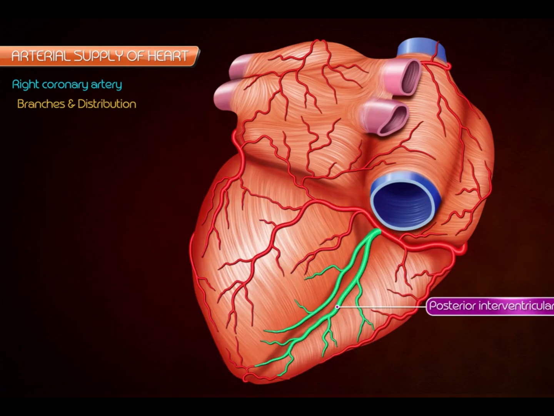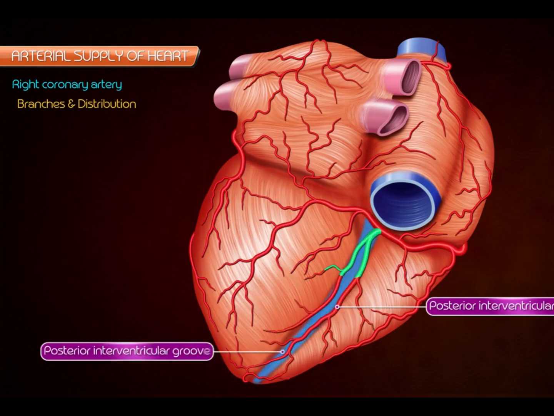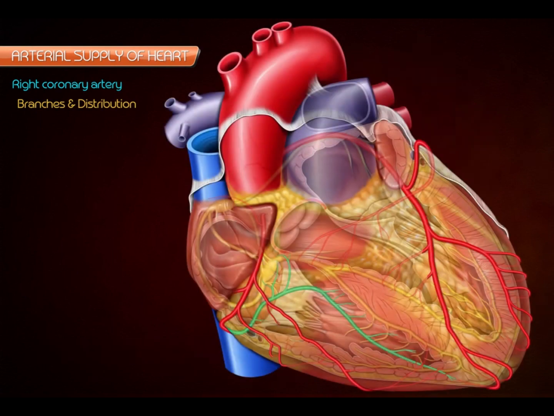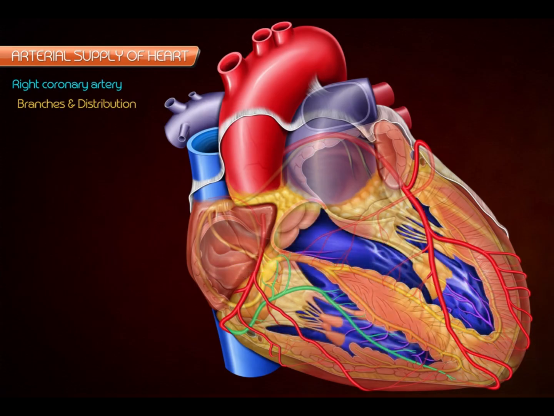Posterior interventricular artery. It runs in the posterior interventricular groove up to the apex. It supplies the posterior part of the interventricular septum, AV node in 60% of cases, and right and left ventricles.